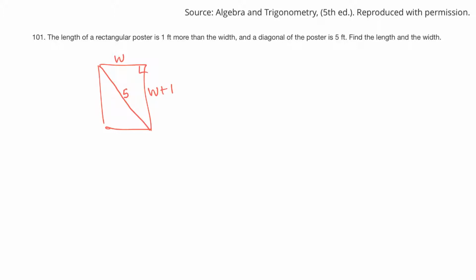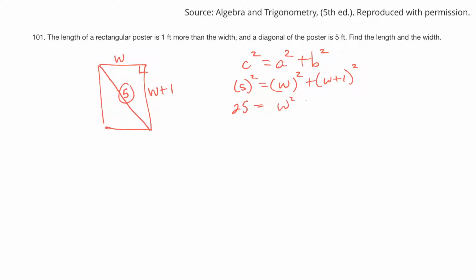So this is a right triangle, so I can use Pythagoras. C squared equals A squared plus B squared. And so this is C, so it'll be 5 squared is equal to, let's use A for W, so W squared plus the other side, W plus 1 squared. Okay, and simplifying, I'll have 25 is equal to W squared plus, you'll have to FOIL that out. So this would be W squared plus W plus another W, so plus 2W plus 1 equals 25.